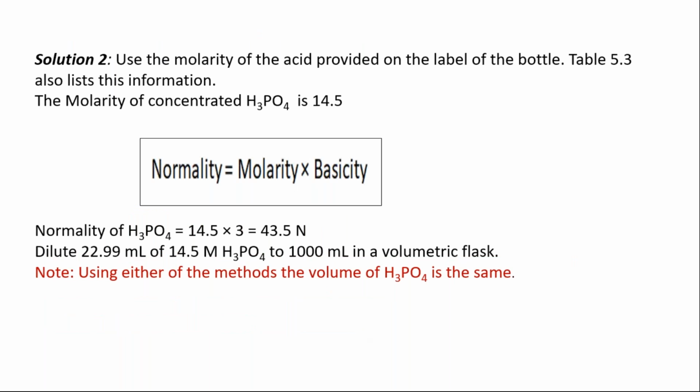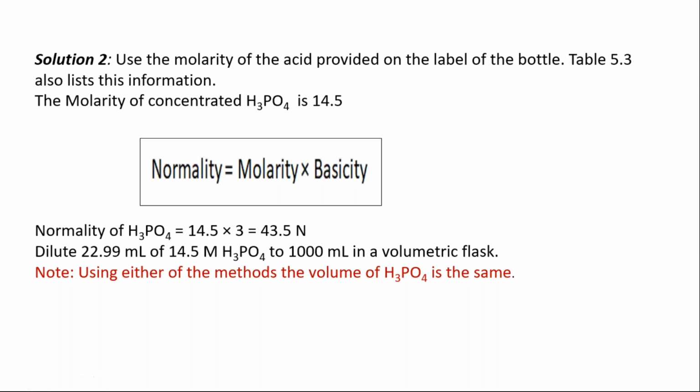Solution 3, you just use the molarity of the acid, which is given on the label. The molarity of concentrated phosphoric acid is 14.3. So normality is molarity into basicity. So normality is given by 14.5 into 3. So it is 43.5 normal. So if you dilute 22.99 milliliters of 14 point normal to 1 liter, you get the same concentration.